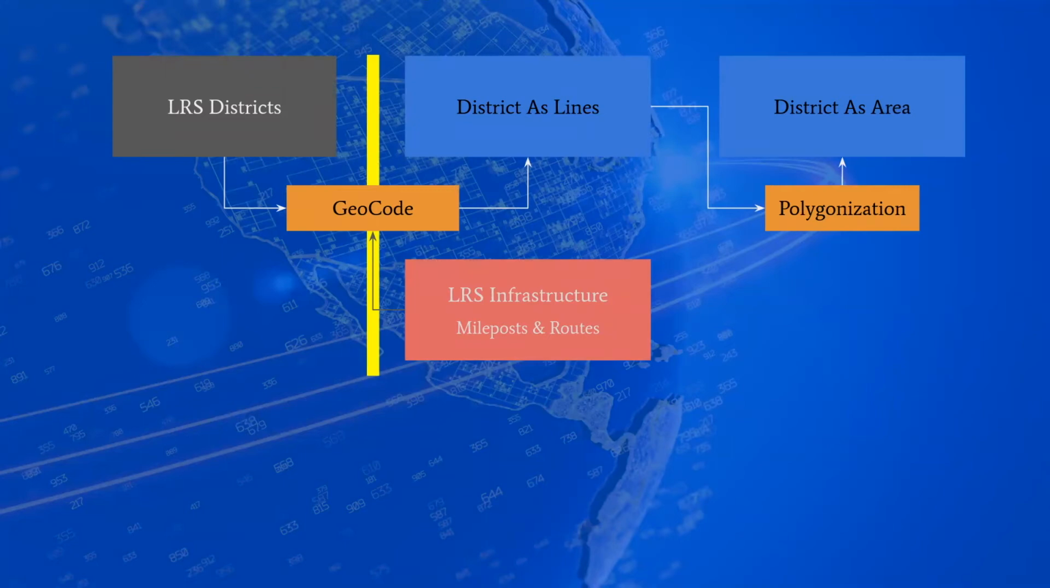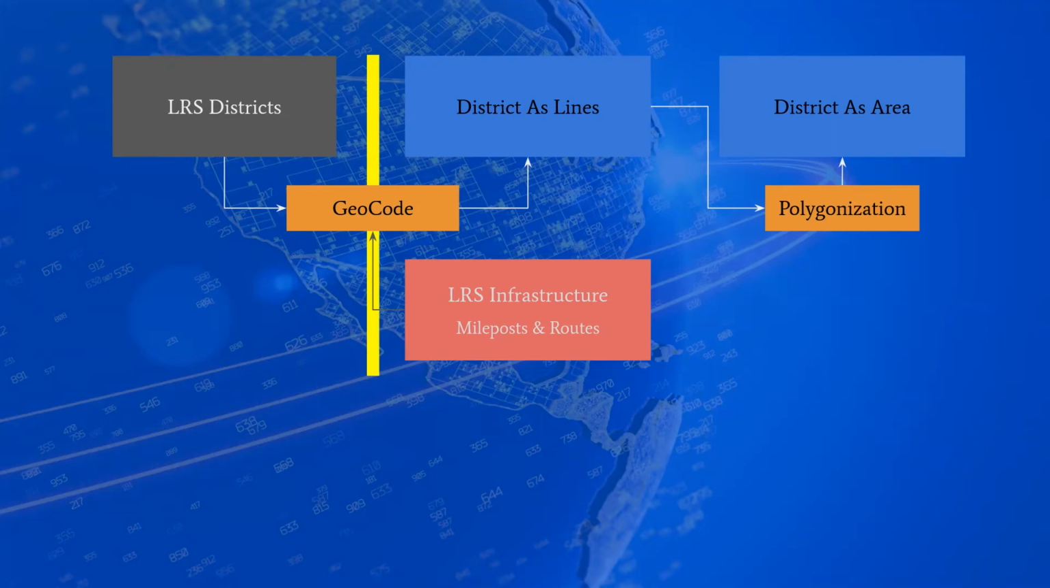So the yellow line in this slide divides the spatial and the non-spatial domains. The authoritative maintenance district information is stored in a non-spatial database system in the operations division. It goes through two main processes. First is the geocoding process that converts the linear location descriptions into line geometries. The second is the polygonization process that transforms line-based into area-based districts.